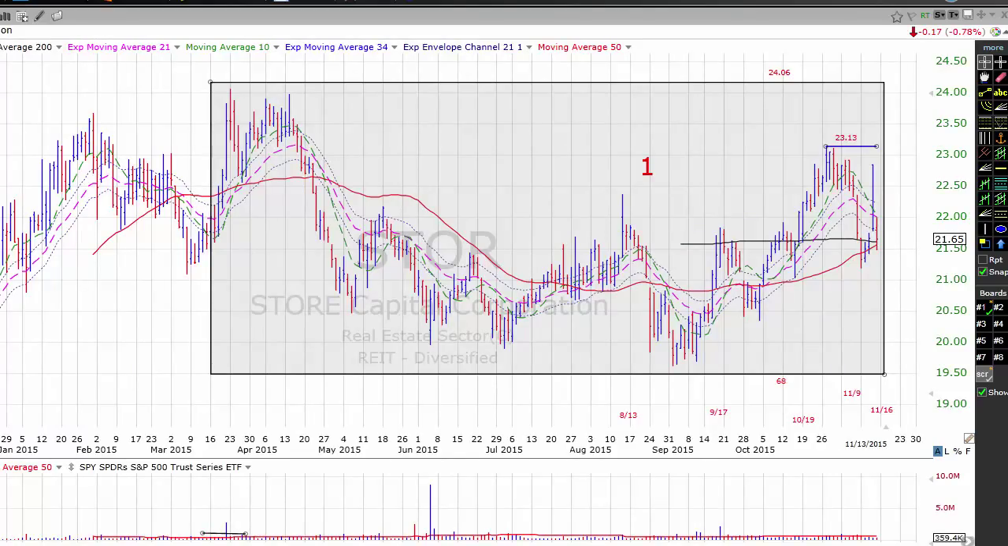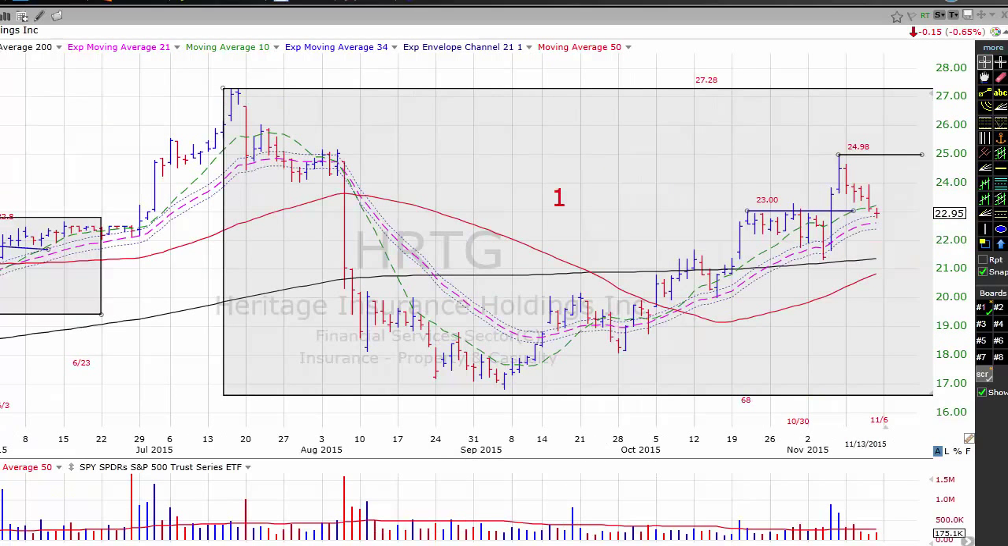We've been watching Store Capital for a while. Store is a real estate investment trust that owns 947 single-tenant commercial real estate properties in 46 states, operated under long-term net leases. Store's been working on this first stage base with a pivot point in the $24.06 area, but we've developed this handle, and Store could be bought on a break above $23.13 in the event that we go back to a buy signal on the market. Store gets a 68% checklist rating, and one of the nice things about Store Capital is it gets a 5% dividend yield.